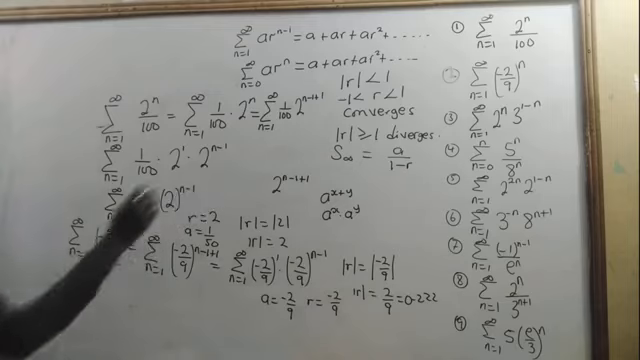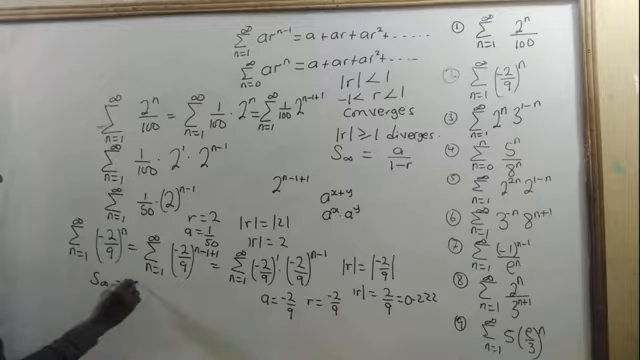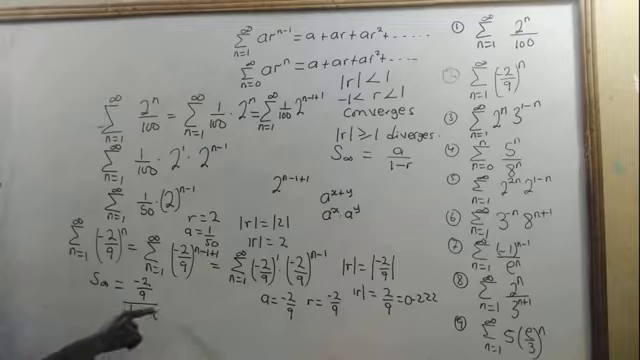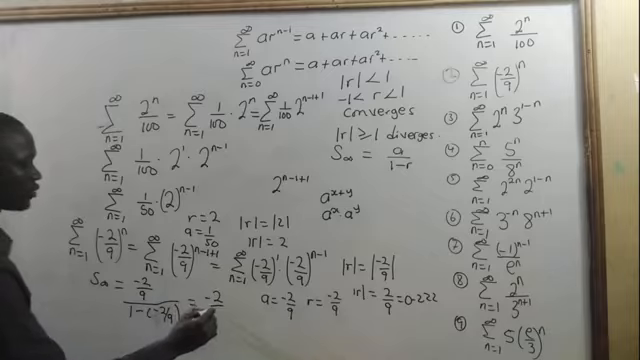Now, the sum of the series will be given by a, and a is negative 2 divided by 9, all divided by 1 minus 2 divided by 9, and this will give us negative 2 out of 11.